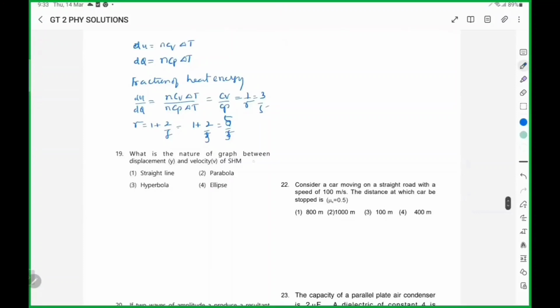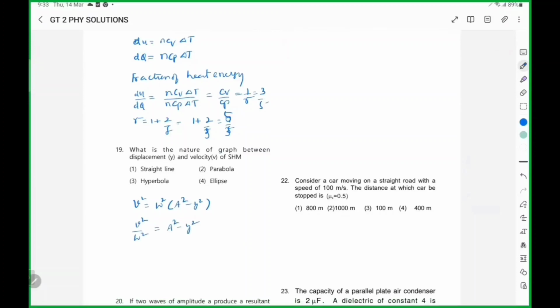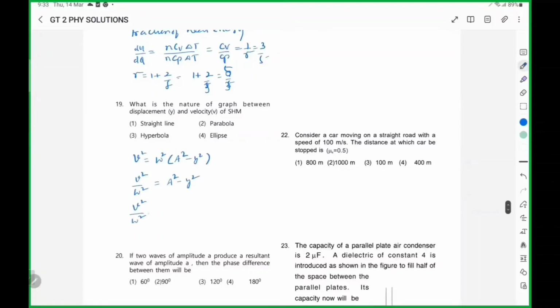So nature of graph between displacement and velocity: v square is omega square times a square minus x square, so v square by omega square plus x square is a square. That is, v square by omega square a square plus x square by a square is 1. It is like x square by a square plus y square by b square is 1, which represents an ellipse.